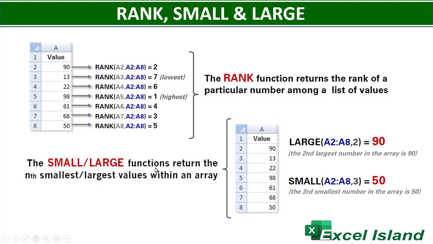What small and large do is return the nth smallest and largest value in an array. The nth is where you mention whether you want the second smallest or largest number, the third, or the fourth. So you have to mention the nth. In this same array, we have values from row 2 to row 8. I want to look for the second largest number, which is the nth I mentioned here. When you write equals LARGE, you mention the array first, then whether it is the second largest or the third largest, and 90 is going to be the second largest number in the array. SMALL is pretty much the same thing. You mention the array, and you mention whether it is the smallest, the third smallest, the fourth smallest, and 50 is going to be the smallest number in this case.